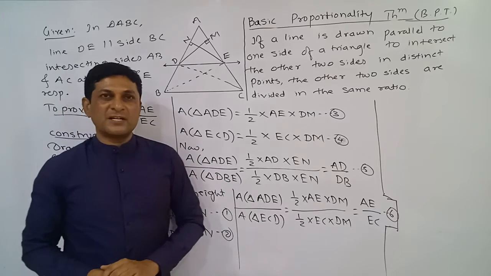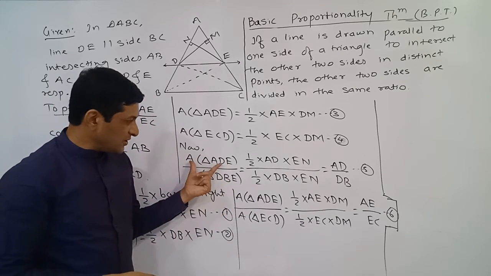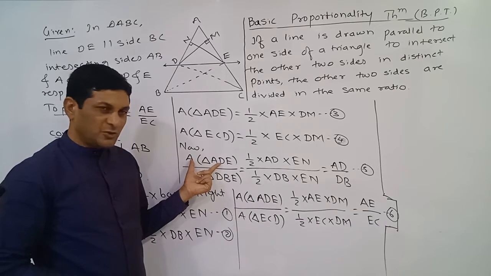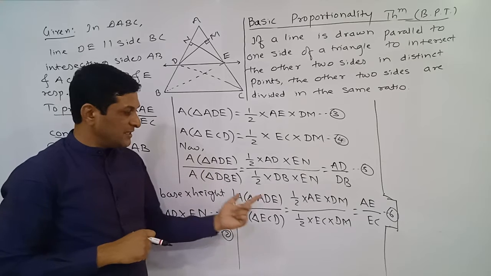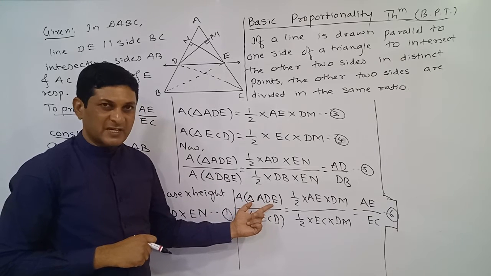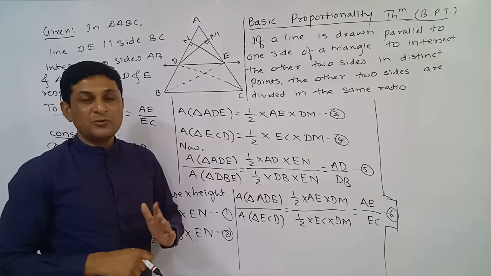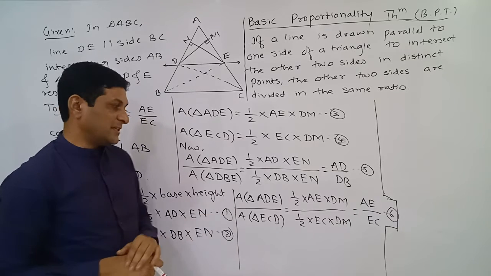Now observe the left hand sides very carefully. Check whether the numerator of both the terms is exactly the same. Yes, here also the numerator is area of triangle ADE. Here also the numerator is area of triangle ADE. So the numerators are the same. Now we are trying to show that the denominators are the same.